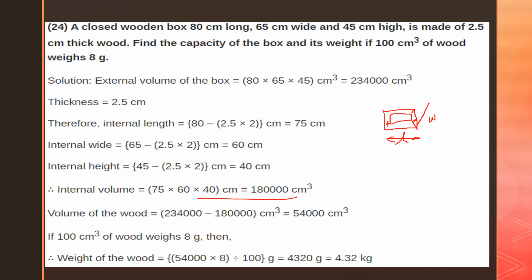So the question says 100 centimeter cube of wood has the weight of 8 gram. If the wood is 54,000, what is the weight of the wood they are asking? So convert the weight of the wood into 1 centimeter cube. 1 centimeter cube is nothing but 8 by 100. What is the weight of the wood if it has 54,000 centimeter cube? 54,000 into 8 by 100. So we get 4.32 kilogram of wood. So the wooden box weighs 4.32 kilogram.